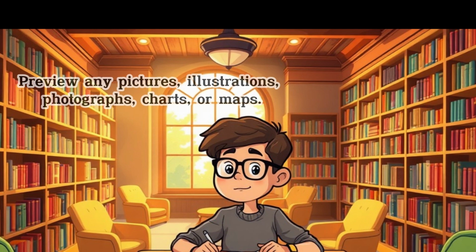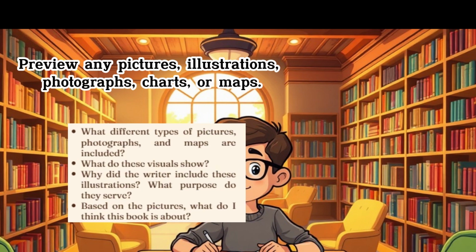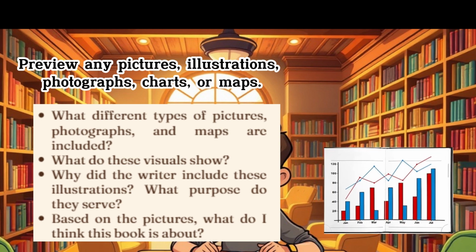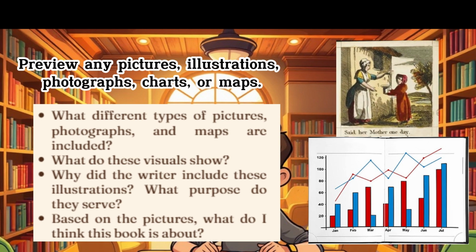To preview any pictures, illustrations, photographs, charts, or maps, we can use these questions: what different types of pictures, photographs, and maps are included? What do these visuals show? Why did the writer include these illustrations? What purpose do they serve? Based on the pictures, what do I think this book is about?